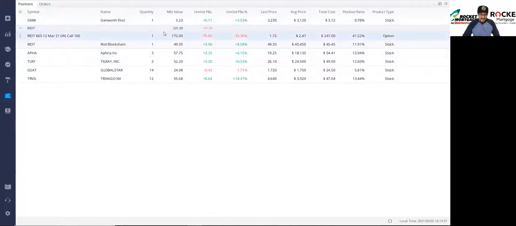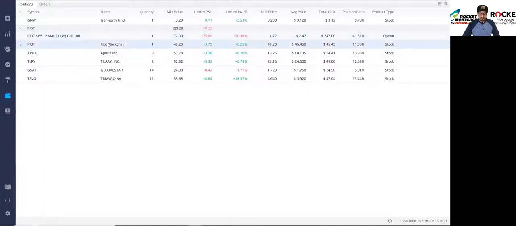Now, I did buy a call option on Riot. I bought the $65 strike price, March 12th weekly call option. I bought it around 247. I am down 30% on this position. But I'm going to show you guys the chart really quickly and what my thesis is.